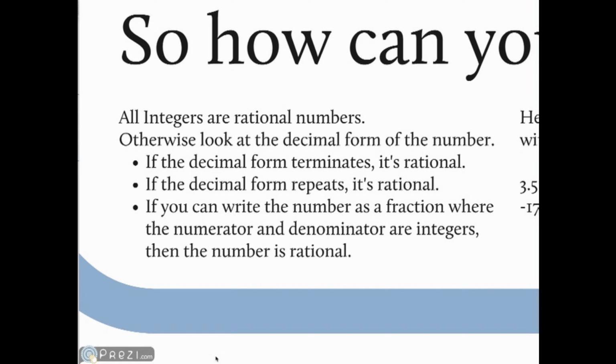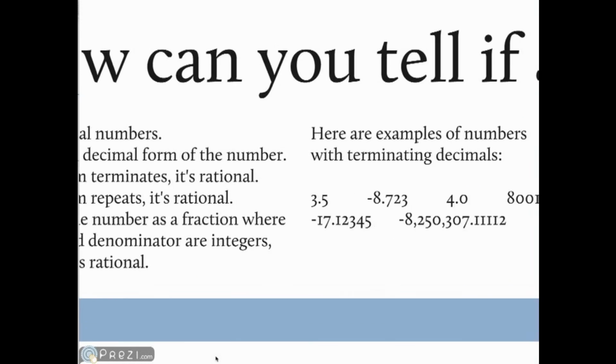Well, all integers are rational numbers. Now, if the number is not an integer, you can look at the decimal form of the number. And if the decimal form terminates, it's rational. If it repeats, it's rational. If you can write the number as a fraction where the numerator and denominator are integers, then the number is also rational.